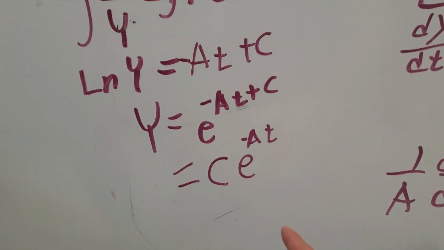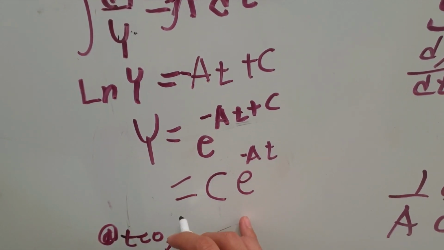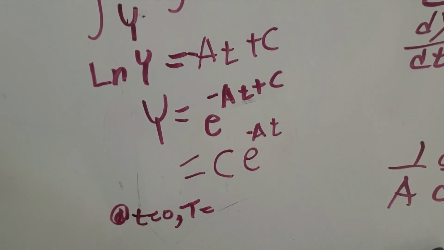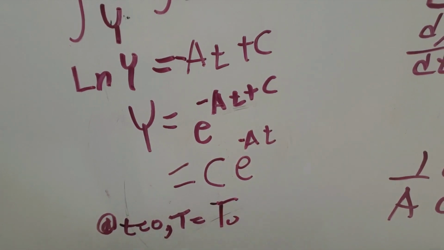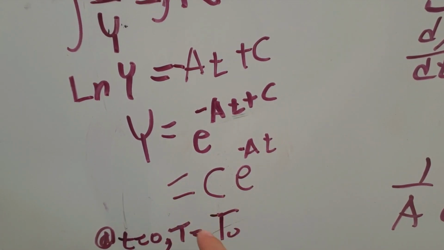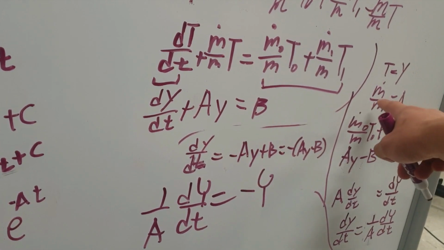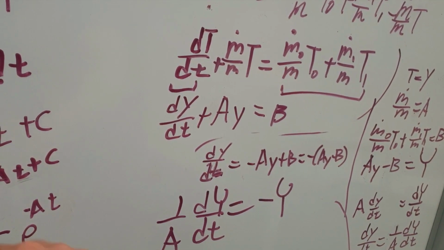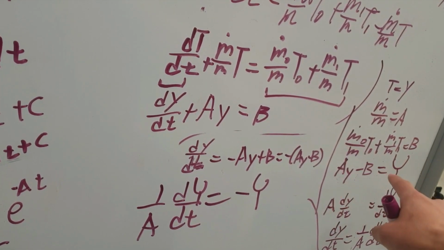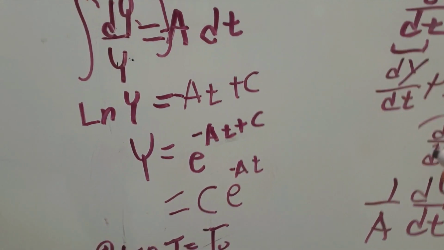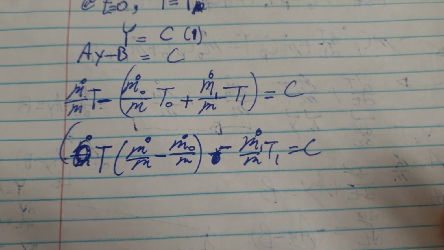And we can later solve for c as well, knowing our initial condition at time equal to 0. At time equal to 0, the temperature T, which is the outlet temperature, is going to be equal to the temperature at the left ventricle, which is T0. So this A is actually representative of m dot over m, and our big Y is representing AY minus B, where A is also the same thing, B representing this mass over here. So if you plug that in, you might get something like this, and you can solve for C.